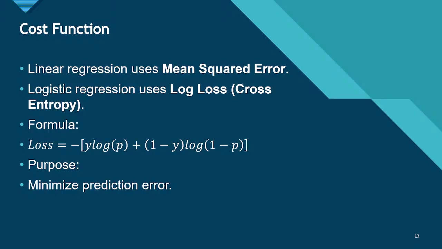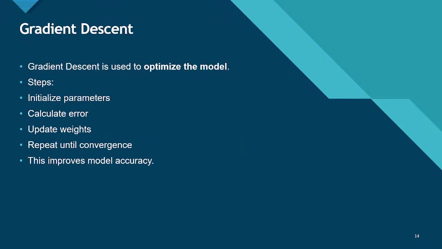Example: suppose the actual label y equals 1, the positive class, and the predicted probability p equals 0.8. Log loss equals minus (1 times log 0.8 plus 0 times log 0.2), which is approximately 0.22. By minimizing this loss, the logistic regression model learns the best coefficients. Gradient descent is used to optimize the model. The steps: initialize the parameters, calculate the error, update the weights, and repeat until convergence. This improves the model accuracy.